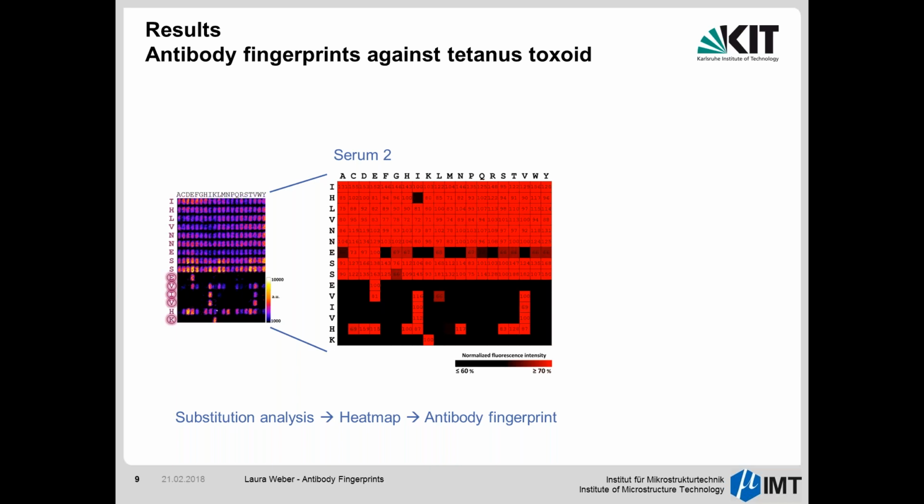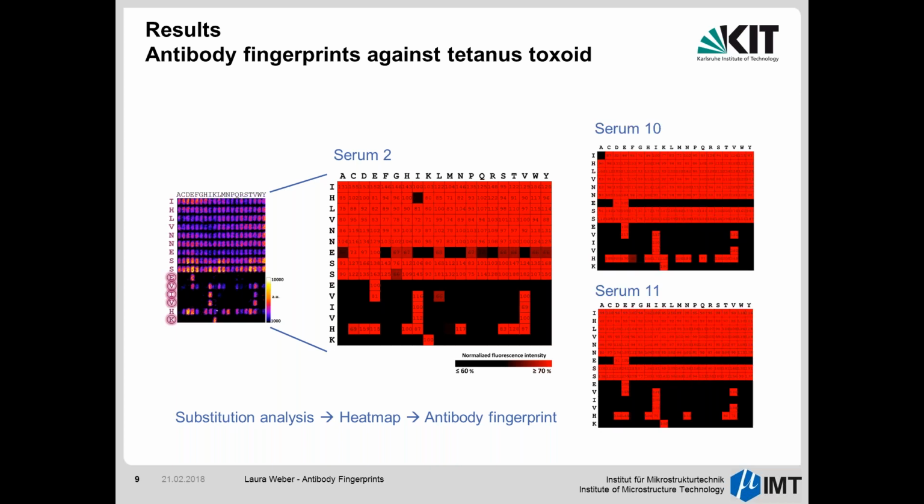From a relative intensity of 60%, the field is colored in red. The result is a heat map which reveals the characteristic antibody fingerprint. The heat maps of 2 further sera are shown here as examples. The results of all 8 sera that were examined are compared in tabular form on the next slide.